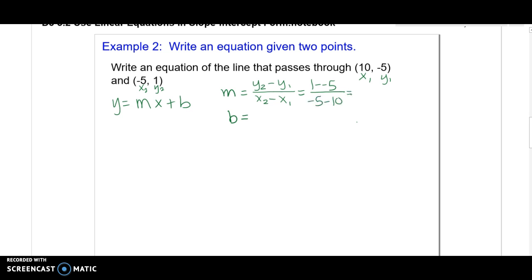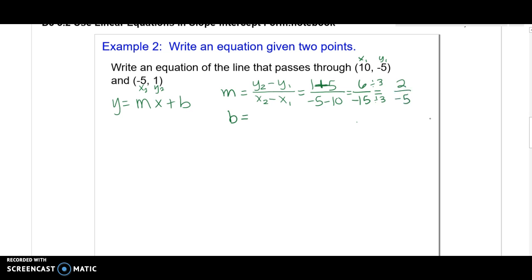If we go ahead and solve this, guys, I'm going to go ahead and erase this actually and put it on top so it's not in my way. So we have our 1 minus negative 5. We know that those are going to turn into a positive. So 1 plus 5 is 6. Negative 5 minus 10 is negative 15. We can go ahead and reduce this by 3. 6 divided by 3 is 2. Negative 15 divided by 3 is negative 5. So here we have our slope.